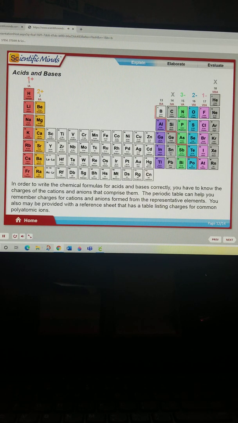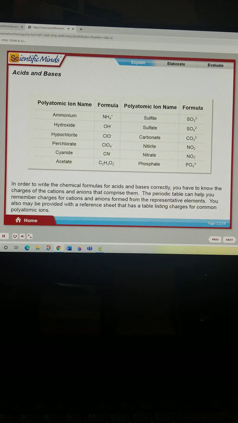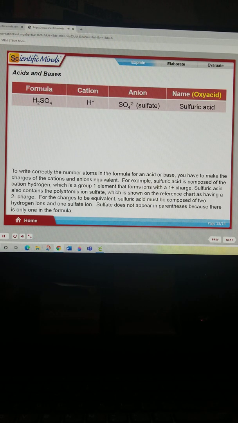In order to write the chemical formulas for acids and bases correctly, you have to know the charges of the cations and anions that comprise them. The periodic table can help you remember charges for cations and anions formed from the representative elements. You also may be provided with a reference sheet that has a table listing charges for common polyatomic ions. To write correctly the number of atoms in the formula for an acid or base, you have to make the charges of the cations and anions equivalent.